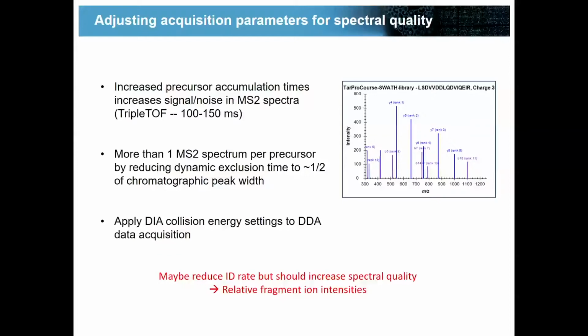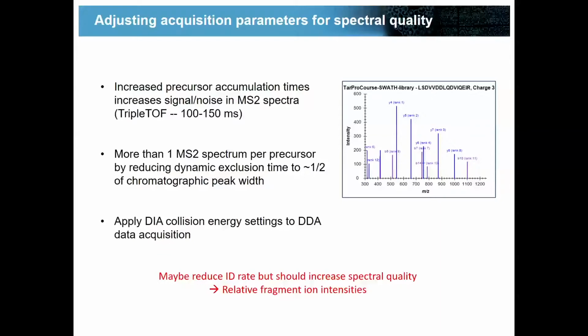Something else we do, which people have also done for a while in QTOF-type analysis, is to try to sample a given precursor more than once with MS2 spectra. You can do tricks like setting the dynamic exclusion to one third or one half of the expected chromatographic peak width, such that you sample maybe two or three times across the elution of the peak. This gives you more instances of MS2 spectra for a given peptide precursor, which might lead to a truer representation of the relative fragment ion intensities in your final spectral library entry.